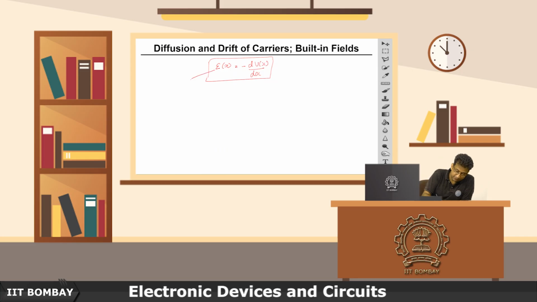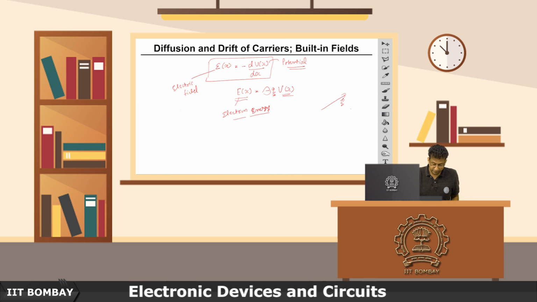Now this is, let's say, the electric field, and this is the potential. And we know that electron energy is equal to minus q times the potential with respect to x. So this is the electron energy, the amount of work done in moving a charge q in an electrostatic potential against the field, and the minus sign has been used because we are talking about electron energy. So for example, the electric field is in this direction.